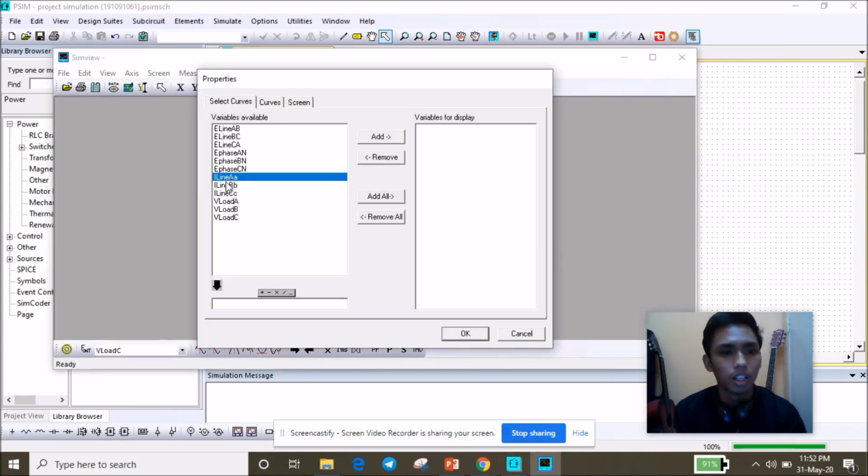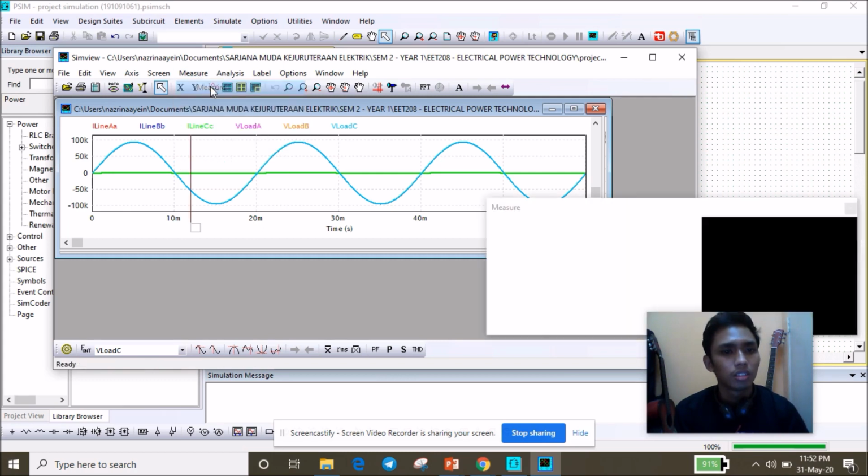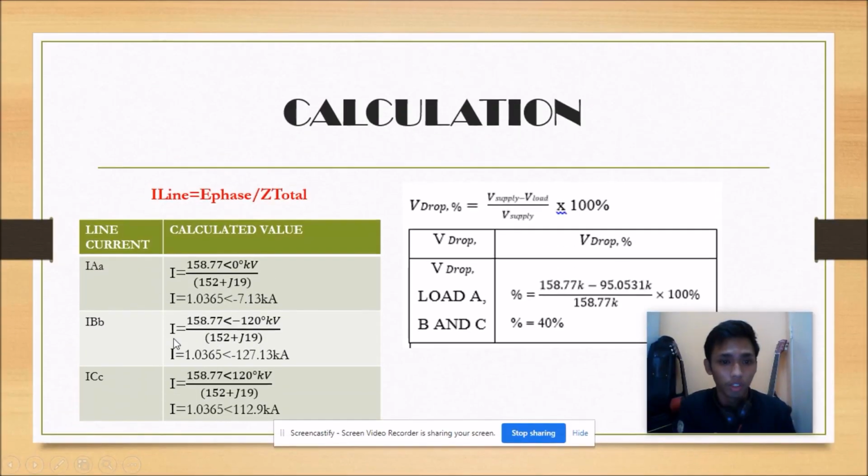Okay, I will show you the line and load for this circuit. This is an example circuit and graph for simulation of line current and load voltage. This is the measurement value that I got from this simulation for line voltage and line current, line A, line B, and line C. And the calculation that I've got for line current, line AA, line BB, and line CC.